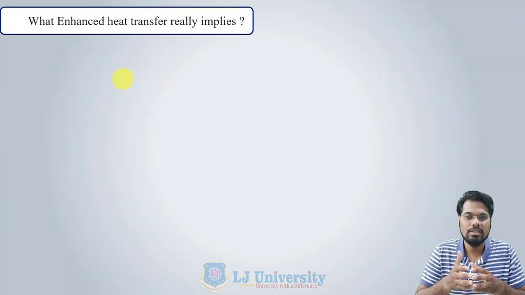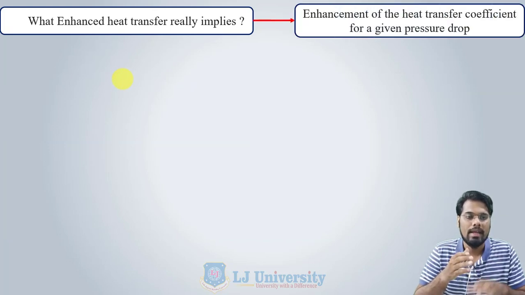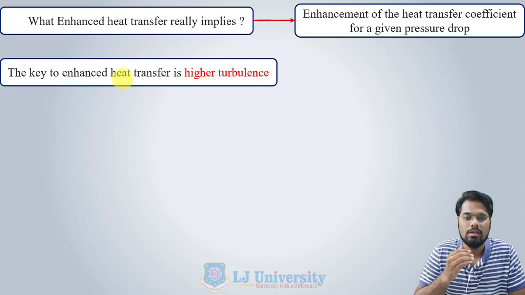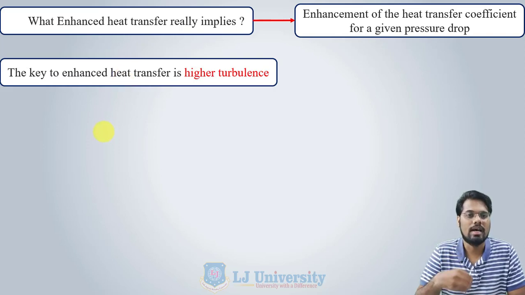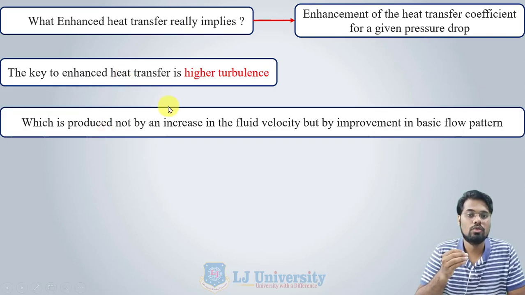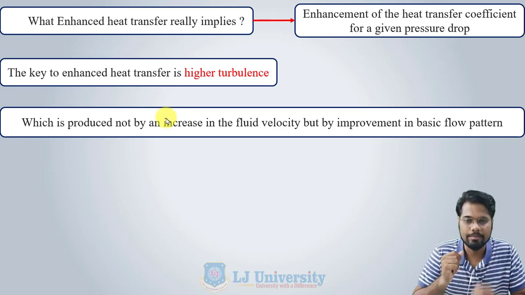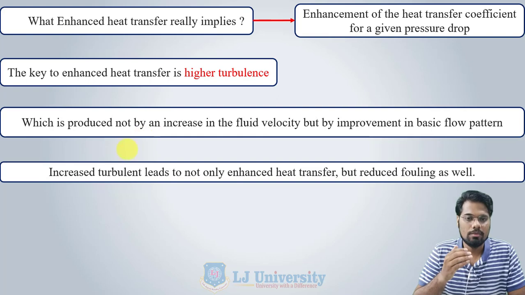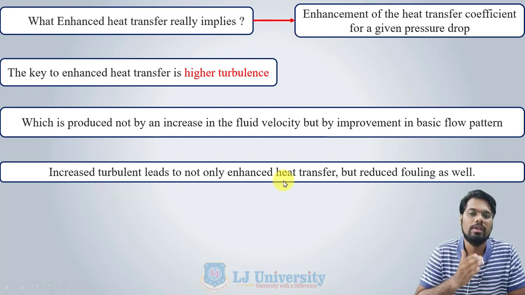So now the question is, what does enhanced heat transfer really imply? Enhancement of the heat transfer coefficient for a given pressure drop. The key to enhanced heat transfer is higher turbulence, which is produced not by an increase in fluid velocity, but by improvement in the basic flow pattern. Increased turbulence leads not only to enhanced heat transfer, but also reduces fouling.